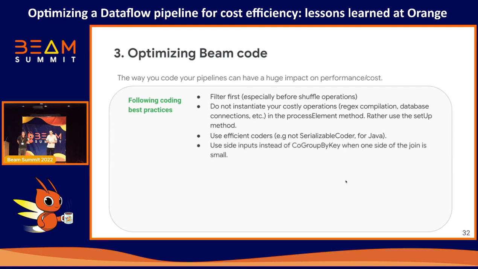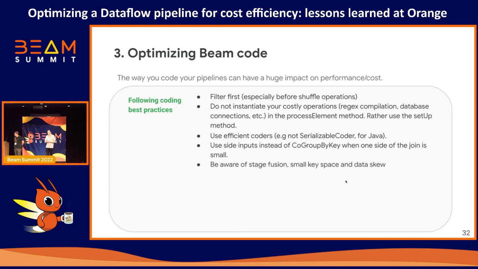Also, we had a talk about this yesterday, but if you have operations like co-group by key that have a big shuffle, try instead to use a side input, instead of doing your join with the group by key. If your side input is small enough, you're going to be able to not do that much shuffle. So it's going to be more efficient.